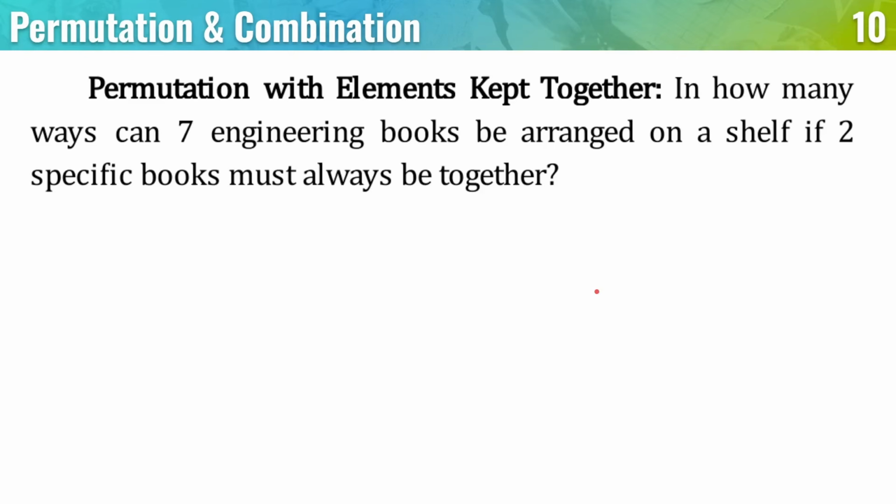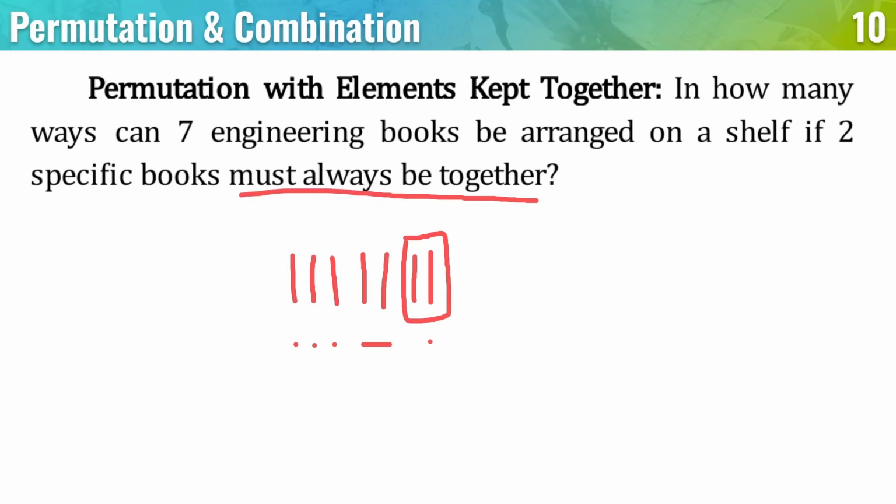For number 10, in how many ways can 7 engineering books be arranged on a shelf if 2 specific books must always be together? If we draw these lines to represent the books, we have 5 specific books that can be arranged in any way that they want, and 2 specific books that must always be together. If you count the number of things you can arrange, you actually have 1, 2, 3, 4, 5, and 6. This one is counted as 1 because, again, they must always be together.